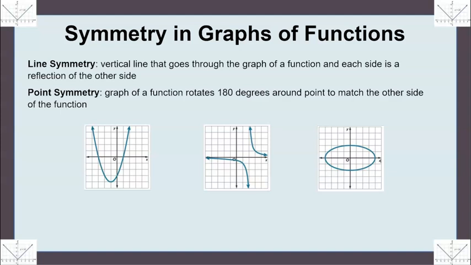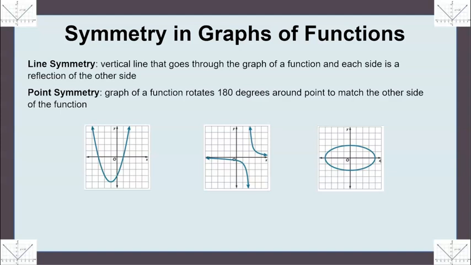The second kind of symmetry is point symmetry. Point symmetry has the graph of a function that rotates 180 degrees around a point that matches the other side of the function. So below here I have three graphs. We are going to determine what kind of symmetry the graphs have.